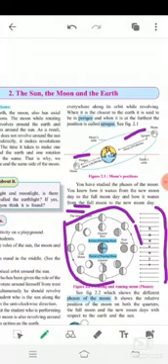Now quarter days. On the first and the third quarter days, the sun's light falls on the half portion of the moon facing the earth. Therefore, the moon disk appears as a semicircle. On quarter days, the sunlight falls on the half portion, and that's why the moon disk appears as a semicircle.